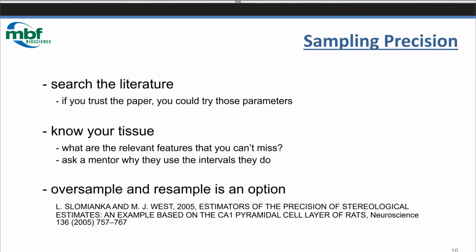If you're really lost about how many sections and how many dissectors to use to come up with your target of how many cells you want to count, there's a process called oversample and resample, where you can sample more than you think you're going to need. This is a paper by Slomianka and West. It's a great paper to read. We've put this routine into our program where we resample. In other words, we ask, what if you had used half the sections? What if you had used a third of the sections? What if your counting frames had been spread out more? We have all that data. We can resample, show you what the estimates are, and you can find out if you can get away with less sampling and get the same precision.